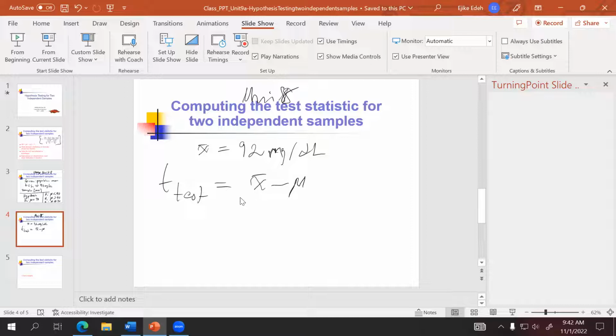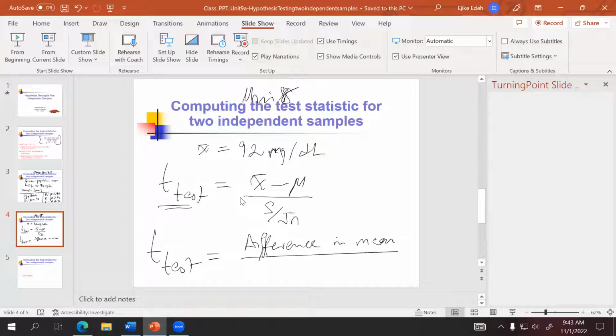And then divide it by the standard error. I want to emphasize that today. I don't think I've been doing that. This formula, the test statistics, has a pattern, and this is going to go across. That's what I'm trying to show you today. The test statistics is the difference in mean divided by the standard error.